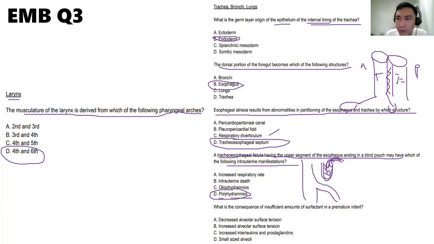Blind pouch kasi ito eh. So iipon lang dyan, dadamay yung amniotic fluid mo. Oligohydramnios is low amniotic fluid. Okay? Polyhydramnios is marami kang amniotic fluid.